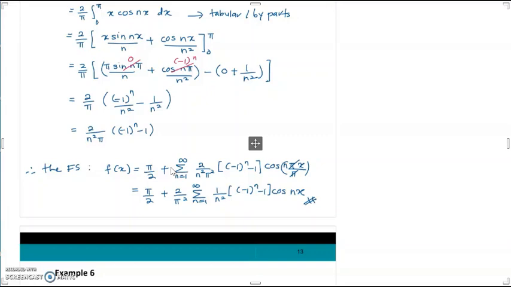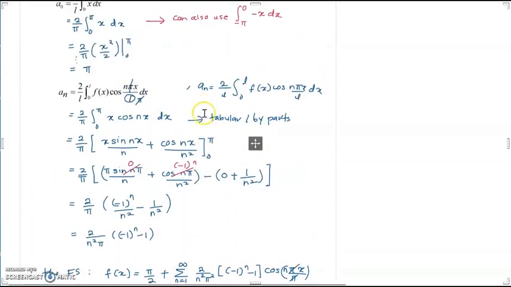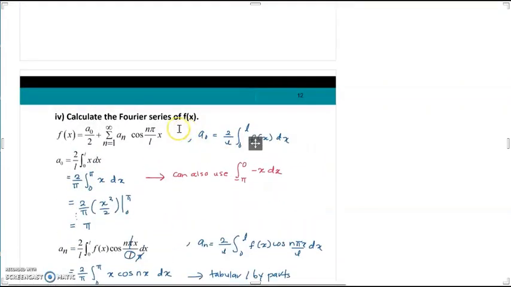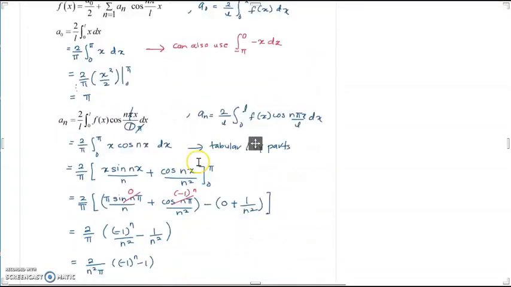Okay, let us look at one more example. Hopefully you can understand this one. The idea is to be able to identify which formula to be used. After that, just follow the formula for a naught, a_n, or b_n. At the end you just solve the integral. After that you put things together back in the f(x). All right.